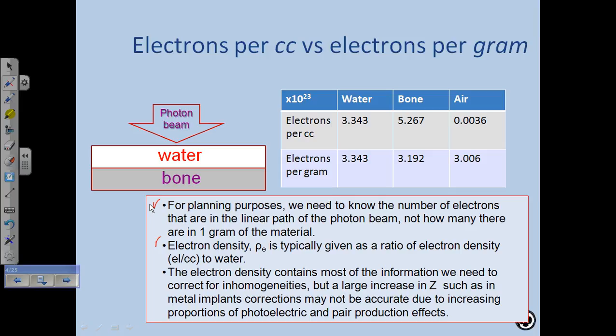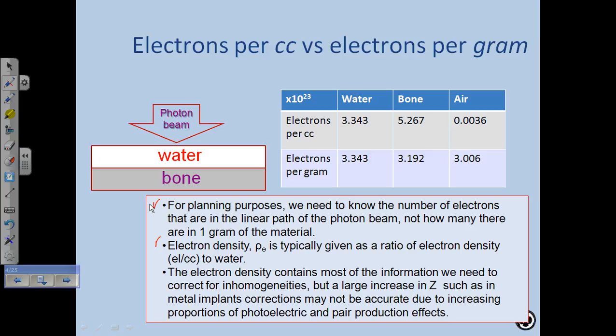The electron density contains most of the information we need to correct for inhomogeneities, most of it. But again, electron density is what the Compton effect depends on, right? But we know there are other effects that happen. So the electron density is not the whole story. Okay? So a large increase in Z, such as metal implants, may not be accurate due to the increasing proportion of photoelectric and pair production effects, meaning that the correction based solely on electron density and how it affects the Compton effect is not the whole picture.